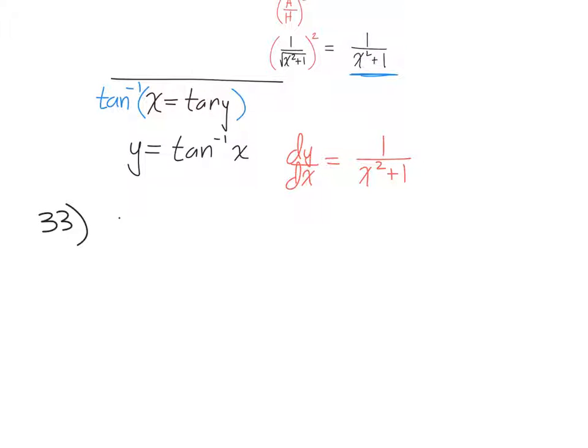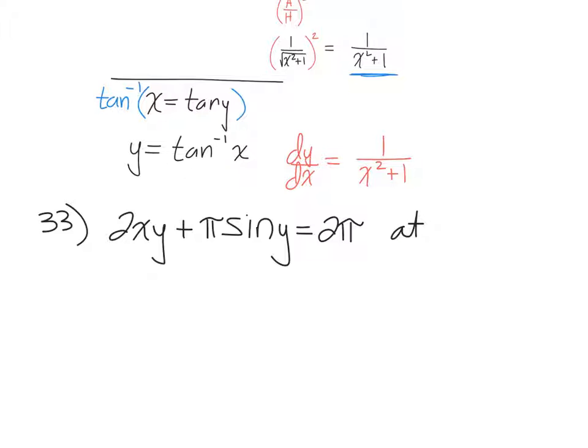All right, so 2xy plus pi times the sine of y equals 2 pi. And we need to find the tangent and normal lines at the coordinate that's given, in this case, 1 comma pi over 2.